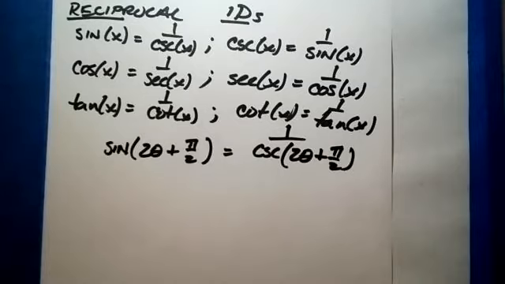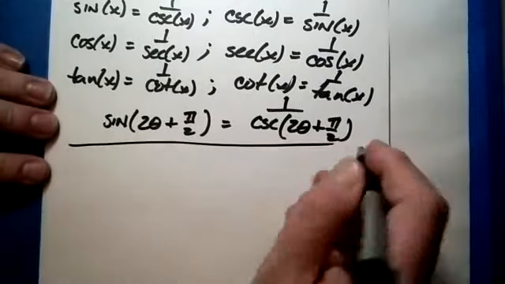Okay, that's not a big point, because it doesn't tend to happen in this course, but it may be something that you could see later on. Okay, so those are the reciprocal identities.